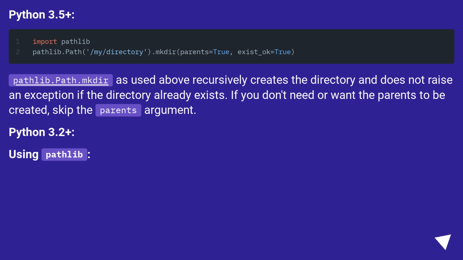Python 3.5+. pathlib.Path.mkdir as used above recursively creates the directory and does not raise an exception if the directory already exists. If you don't need or want the parents to be created, skip the parents argument. Python 3.2+. Using pathlib.